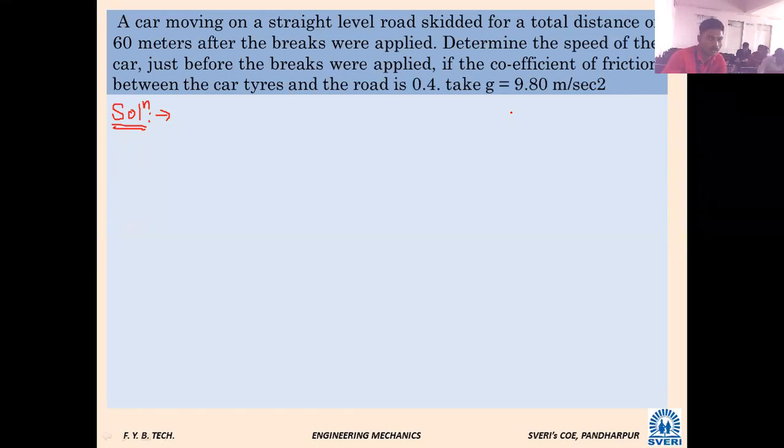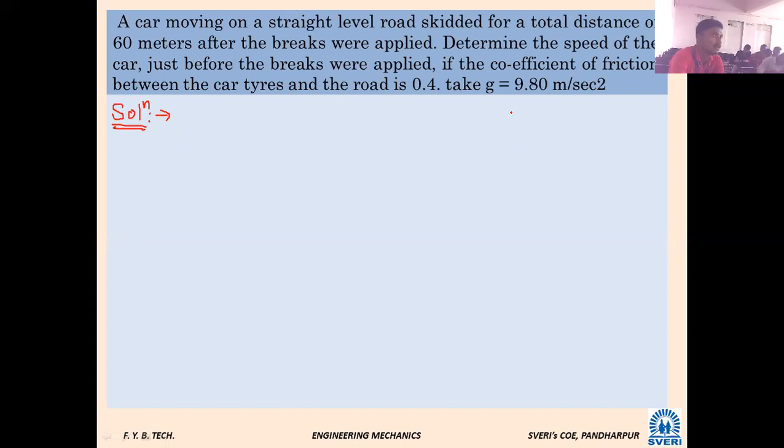A car moving on a straight level road skidded for a total distance of 60 meters after the brakes were applied. Determine the speed of the car just before the brakes were applied, if the coefficient of friction between the car tires and the road is 0.4. Take g equal to 9.804 meter per second square.